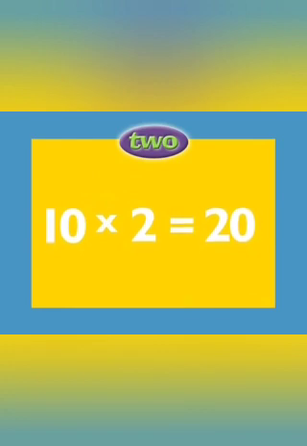1 times 2 is 2, 2 times 2 is 4, 3 times 2 is 6, 4 times 2 is 8, 5 times 2 is 10, 6 times 2 is 12, 7 times 2 is 14, 8 times 2 is 16, 9 times 2 is 18, 10 times 2 is 20.